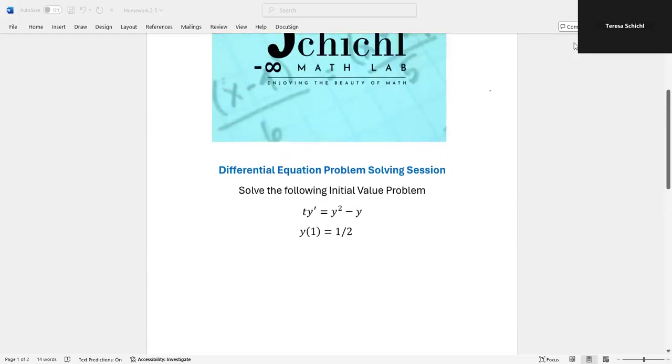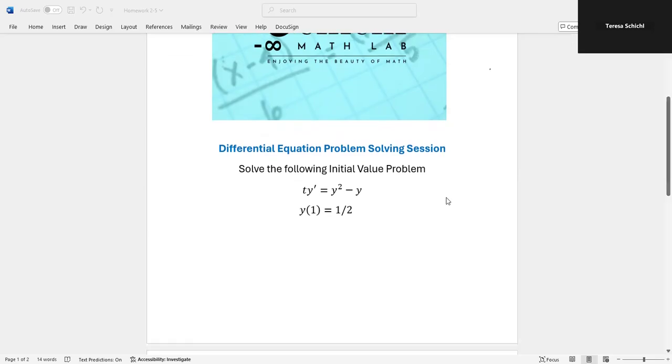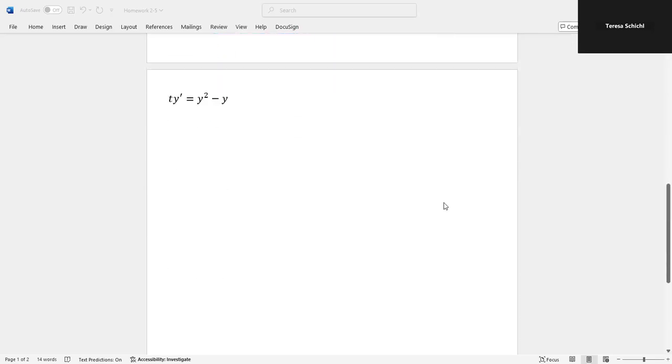Okay, so today we are going to work on this problem. It's t y prime equals y squared minus y, with the initial condition y(1) equals 1/2. Okay, let's go ahead and start.